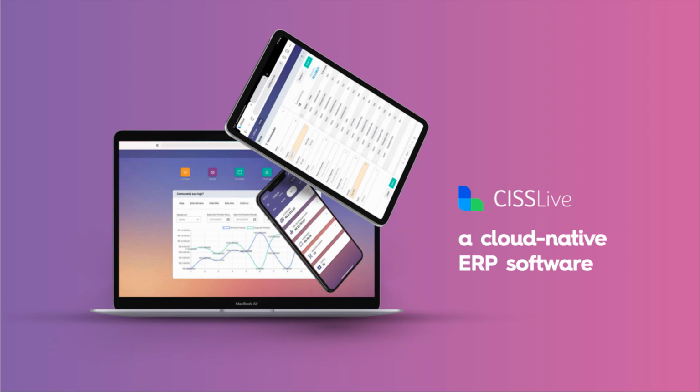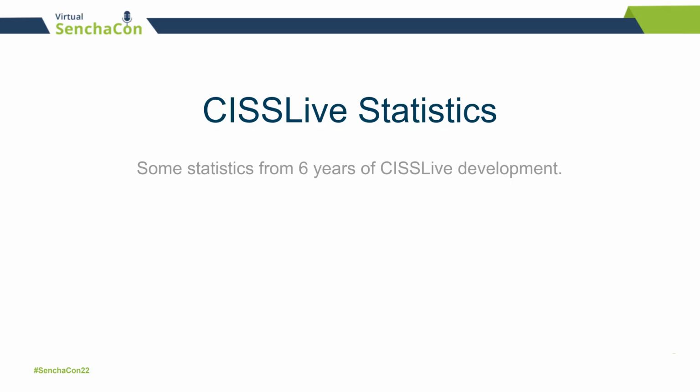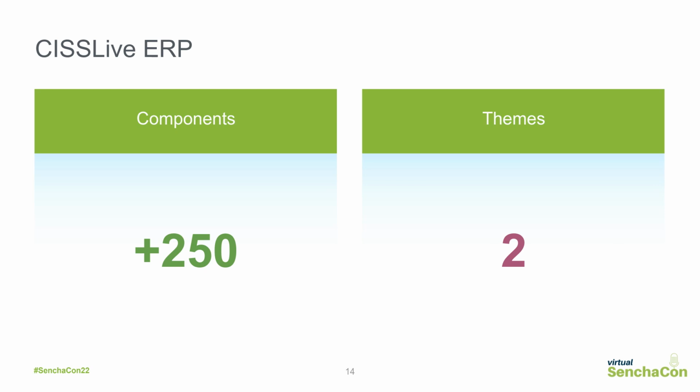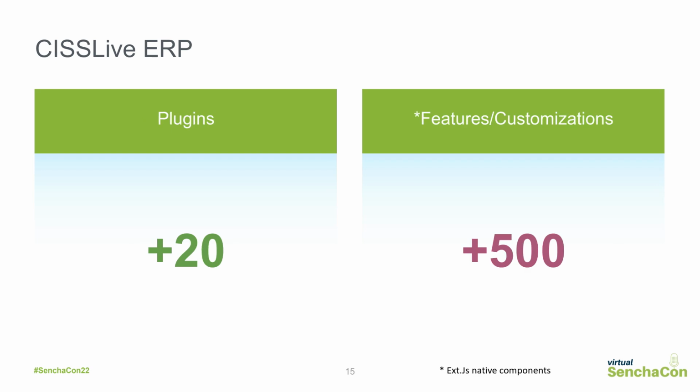Then let's talk about CissLive, the main project with Ext JS inside the CISS. CissLive is a cloud native ERP software. Let's look at some statistics from 6 years of CissLive development. We have created over 250 components and applied 2 themes to the system. We created over 20 plugins and 500 custom native components from Ext JS.